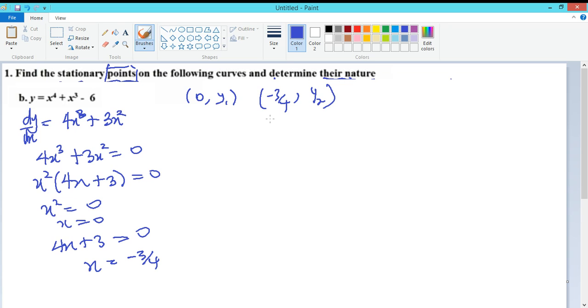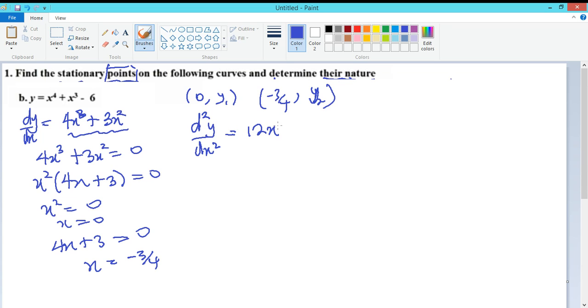where y1 and y2 are the corresponding values of y we need to determine. At this stage, you can either find the y coordinate first and later determine the nature, or whichever you want. But I wish that at this stage, we just determine the nature, then later on we find the y coordinates. To determine the nature, I will need the second derivative, d squared y over dx squared. In that instance, I have to differentiate this function again.